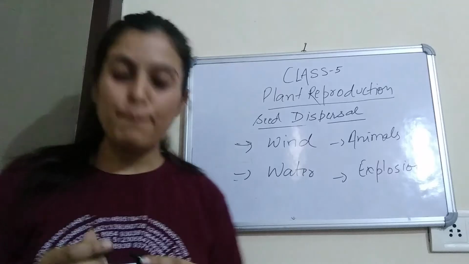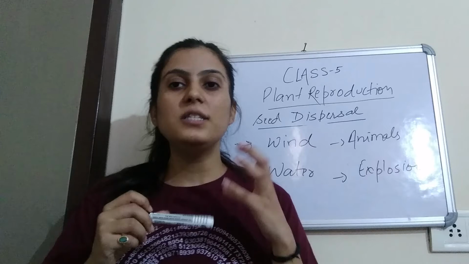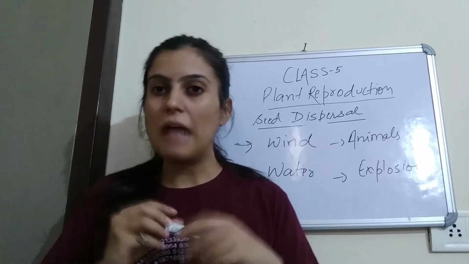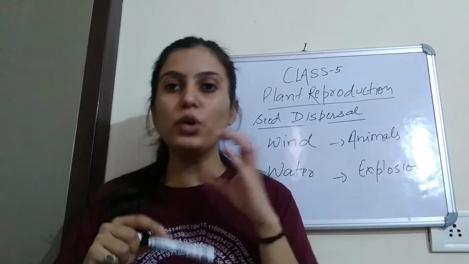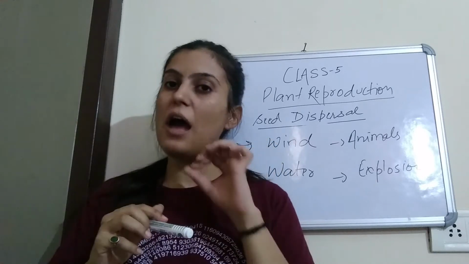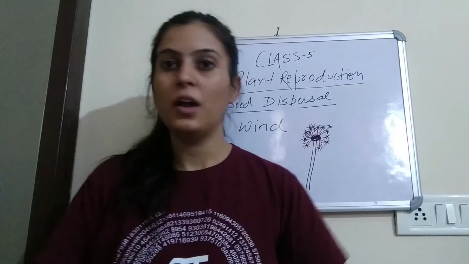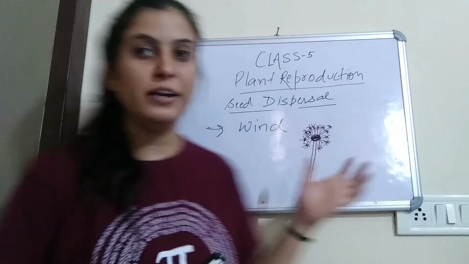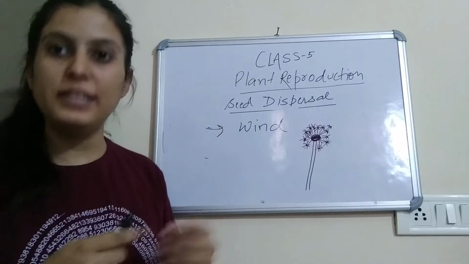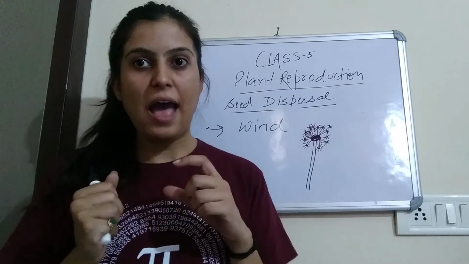Now we will discuss how seed dispersal occurs with the help of the wind. This happens in plants which have very light seeds. Some seeds can be blown by the wind, for example, dandelion and cotton seeds. The seeds of cotton and dandelion are very light. They can be blown away by wind. See, the dandelion seeds are like this. They are very light and they have hair-like structures on them which act as a parachute.